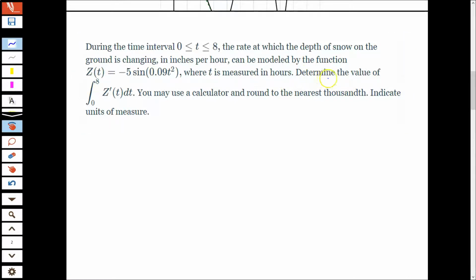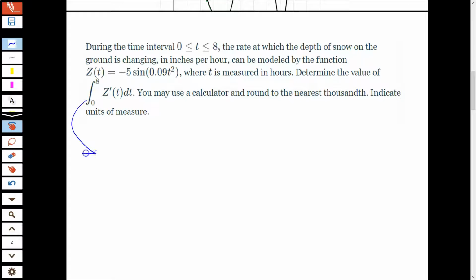Units are a little bit different. It's pretty much the same thing. Determine the value of the integral from 0 to 8 of z prime of t dt. Okay. Remember, the integral and the derivative are opposites. We're going from 0 to 8.